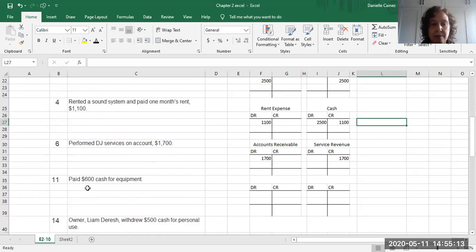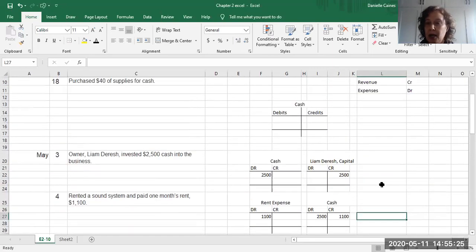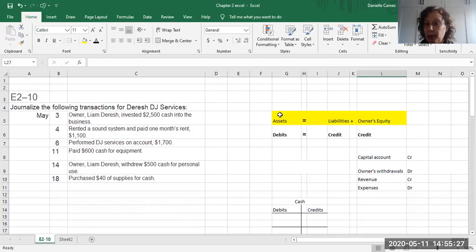Paid cash for equipment. Well, cash is cash. We know cash is an asset, but also we're buying equipment, and equipment is something that has a useful life. It's going to be used into the future. So therefore, the equipment is also going to be an asset. So we're increasing our equipment. That's going to be a debit.